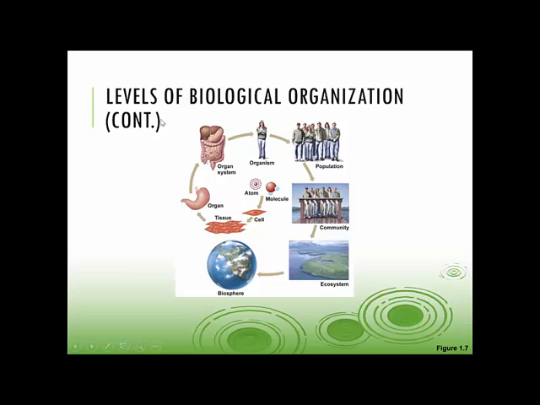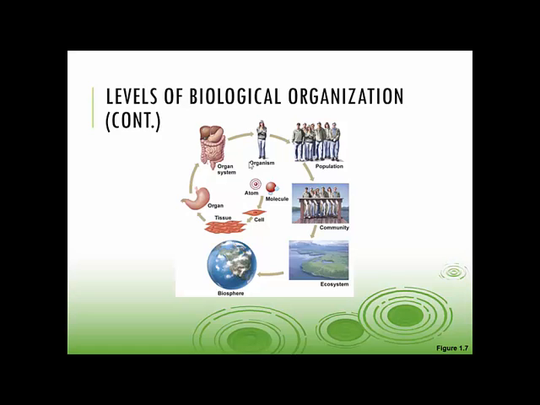So now let's move on to the levels of biological organization. So this is in your book on page 10 and page 11. And here you'll see we are organized from smallest to biggest. So you have the atoms and molecules, and you have groups of those make up your cells. Then you have your tissues, your organs, organ systems, organism, population, community, ecosystem, and biosphere.